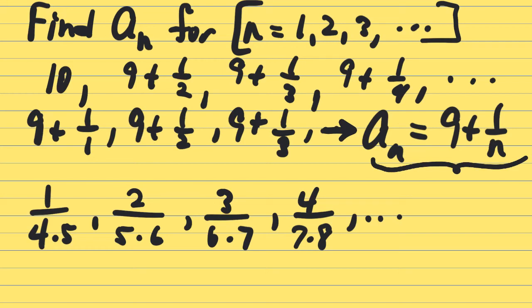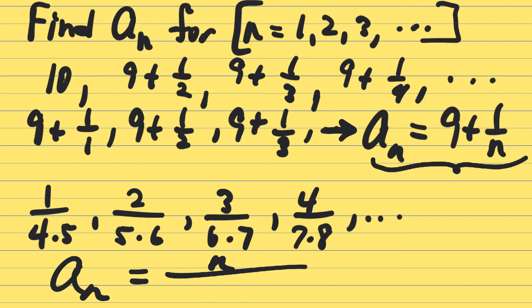Okay, perfect. The next sequence, 1 over 4 times 5, 2 over 5 times 6, there's definitely a pattern there. We just need to make sure it fits where when we write the nth term that it applies for 1, then 2, and 3, and so forth. Well, since the numerator begins with 1, I feel pretty good about writing n as the numerator, because that will be 1, 2, 3, 4 across the top.